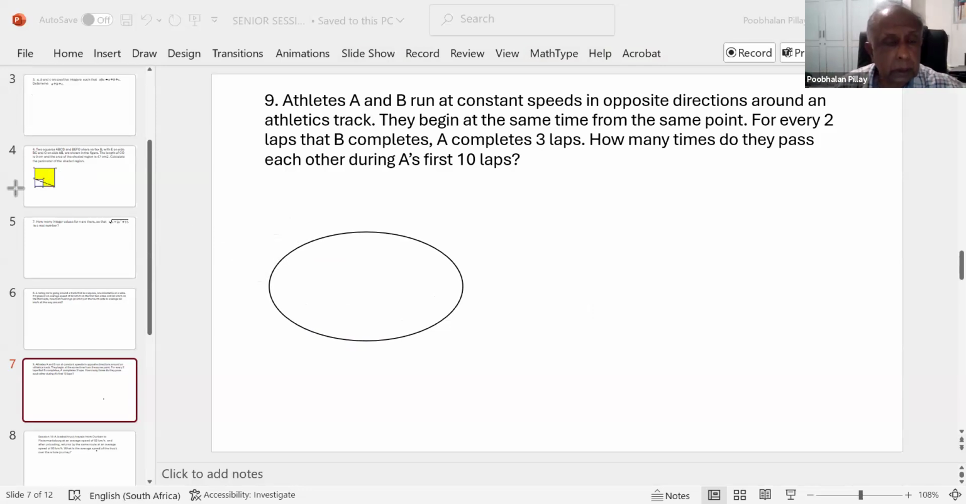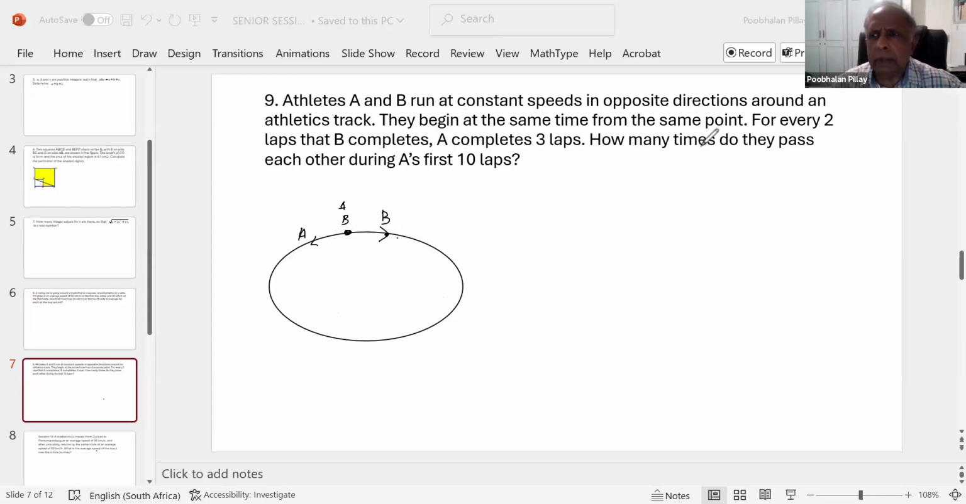What happens here is that they begin at the same time from the same point. Okay, that's useful. So both of them, at a certain time, are together. And then one guy travels in this direction, let's say that is A, and the other fellow travels in this direction. He's B. So obviously, they're going to meet somewhere, traveling in opposite directions, or they're going to cross each other.